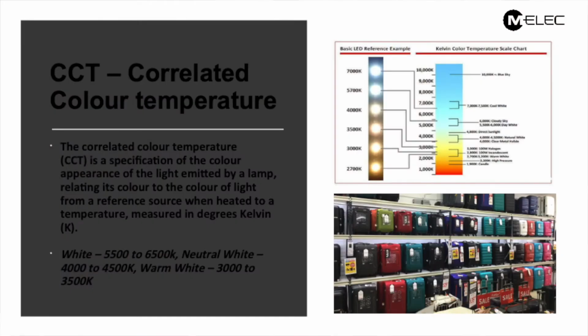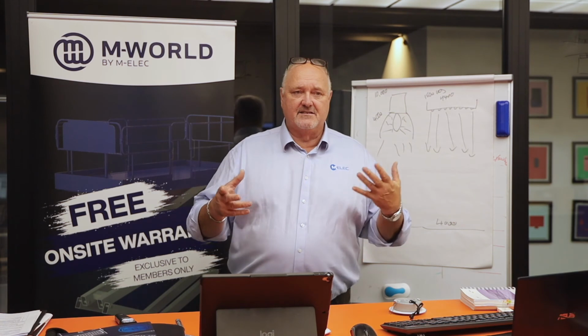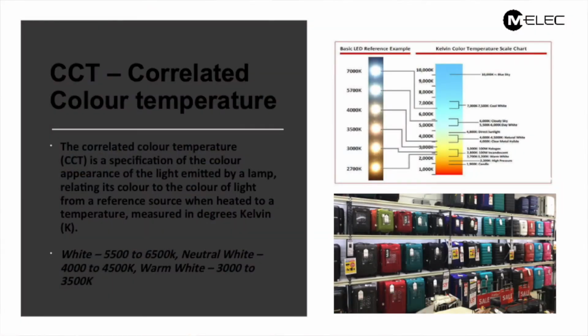CCT, Correlated Colour Temperature. It's a really important one because over the years there have been so many different terms, and we've got most of them listed on that chart there: cool white, daylight, neutral white, warm white, blue sky white. Over the years the terminology has changed. So the basic terms now are warm white, white and neutral white.